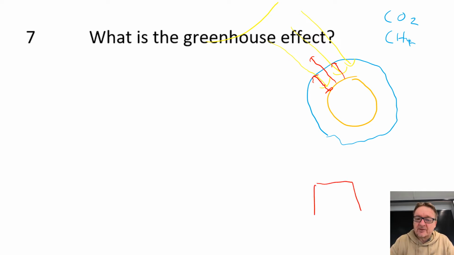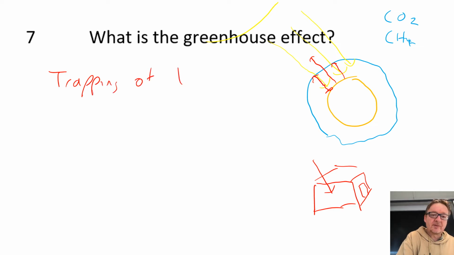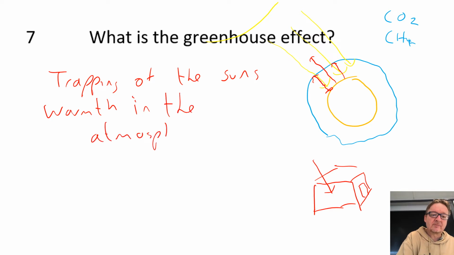I'm going to try and draw a greenhouse. Let's do a cube house. So there's the cube house, there's your little door on the end. What happens is, in this glass house, sunlight goes in, and then it can't escape, which is why a greenhouse is always warmer. So, what is the greenhouse effect? It is the trapping of the sun's warmth in the atmosphere, which obviously then leads on to extra things.